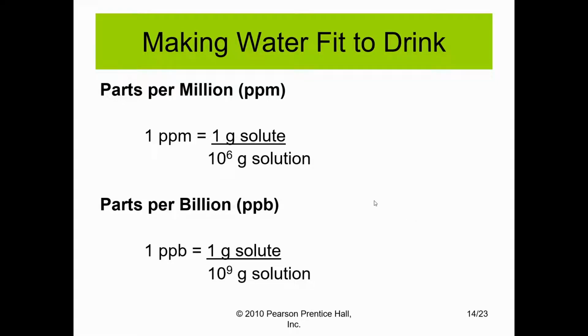If a substance, for example, were to have 100 parts per million, that means they would have 100 grams of solute for every million grams of solution.